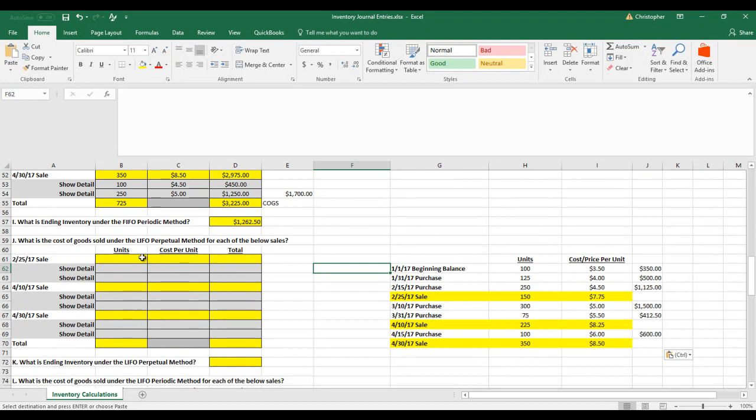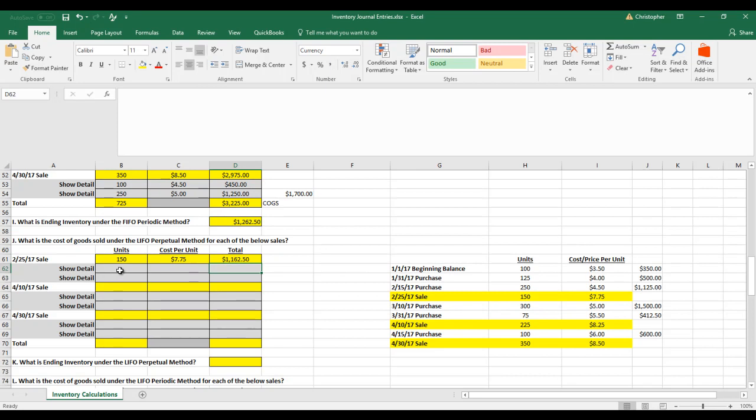So now we're under LIFO perpetual. So again, with perpetual, we can only rely on the units we had at that point. So let's take a look. On 225, we need to sell 150 units at $7.75 per unit. So our sales are $1,162.50.